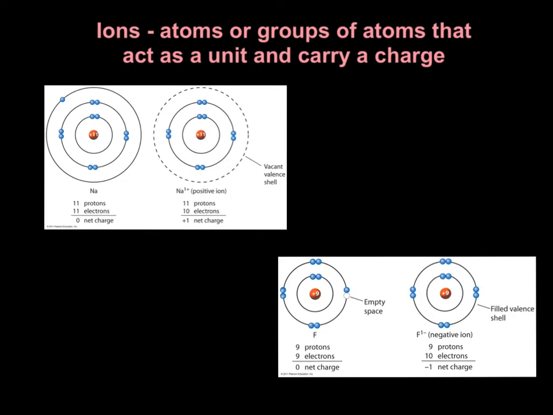Also recall that when we gain or lose electrons, what we're actually doing is forming an ion. An ion is simply an atom or a group of atoms that acts as a unit and carries a charge. Here on the top, we see an example of what we call a cation. Recall that a cation is going to be an ion that has a positive charge.